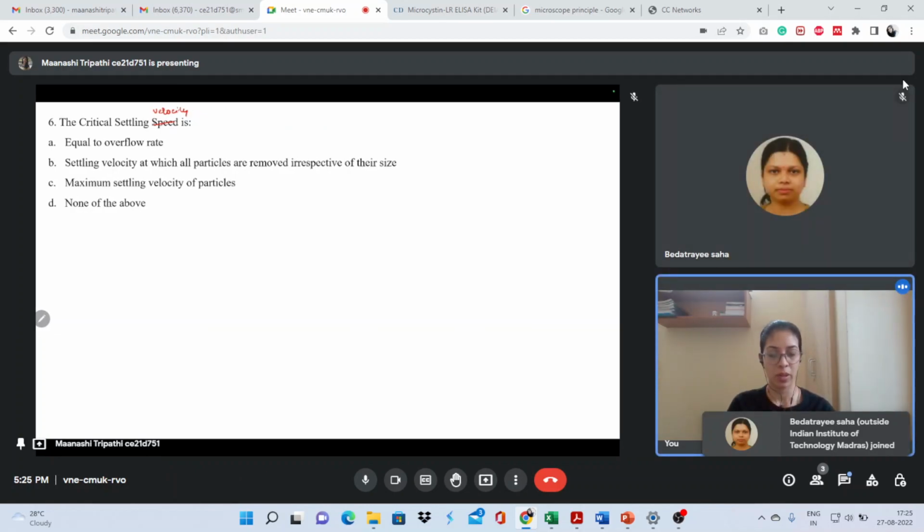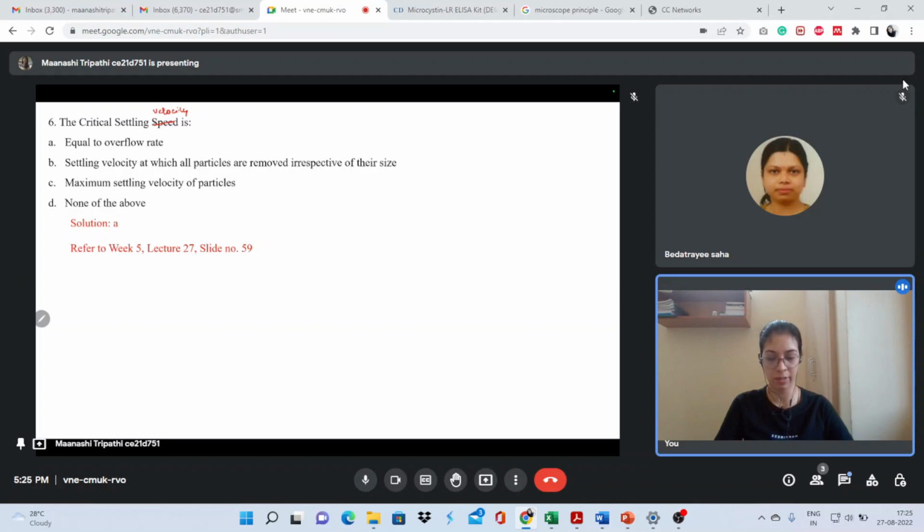Okay, we'll see the solution. Solution is A, equal to overflow rate. This is the critical settling velocity. Overflow rate is the rate at which we apply wastewater in any system. The rate at which we are applying water is what we call overflow rate or critical settling velocity.